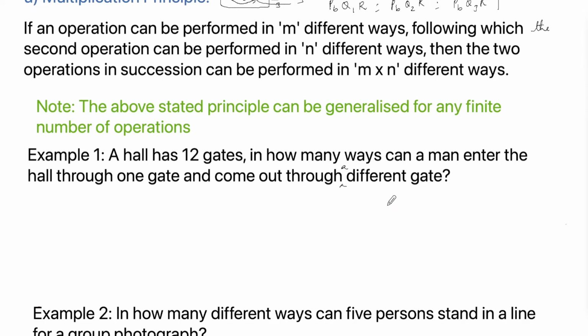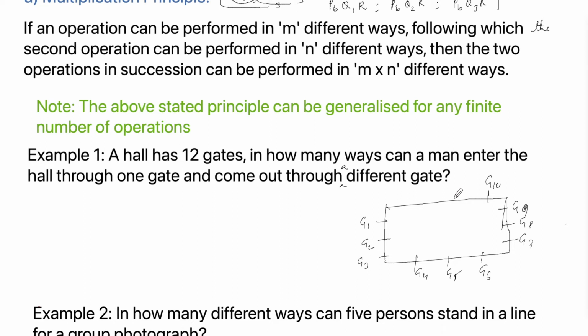So let us consider a hall. Let's take a rectangular shape, which has 12 gates. Say G1, G2, G3, G4, G5 and G6, G7, G8, G9 and G10, G11 and G12. So total 12 gates are there.